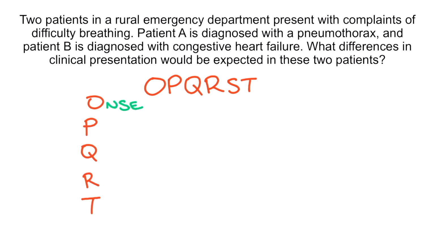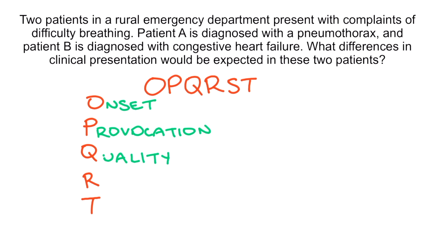O, onset. A pneumothorax is going to be of acute onset, while congestive heart failure can have acute exacerbations, but it generally presents as a difficulty breathing that develops over weeks to months. P, provocation. This one will be somewhat similar due to both likely becoming worse with exertion, but congestive heart failure will have the added element of orthopnea.